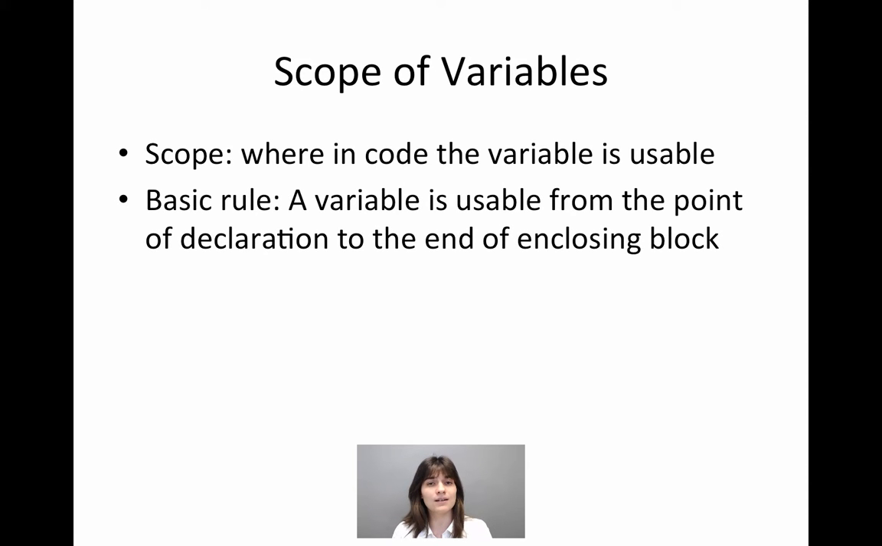And here is the basic rule that we need to follow. We can use a specific variable from the point of declaration until the end of the enclosing block. What do we mean by enclosing block? You need to be thinking about the curly braces. For example, we are writing a method, and inside the method body we are declaring a variable. Where can we use that variable? We can use it from the line that we declared it until the end of the method. We will see specific examples in a little bit.